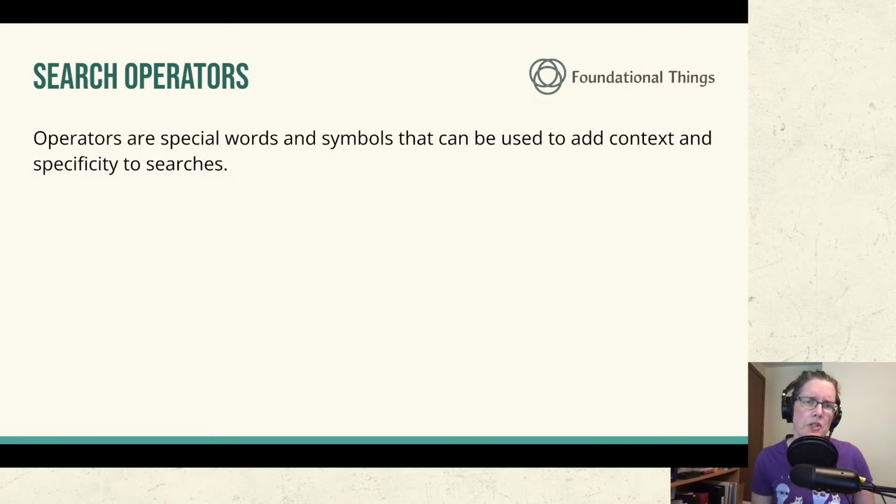Operators are special words and symbols that can be used to add context and specificity to our searches. So we're trying to be more specific here. We can't just expect a search engine to know what we mean if we throw three words at it and give it no context. It's going to assume some context, and we're going to talk more about that specifically in a few days' time.